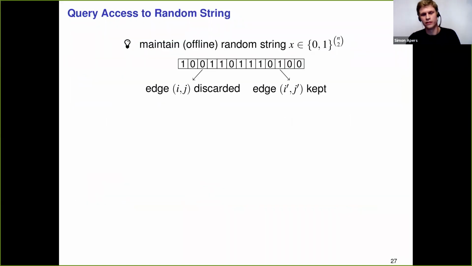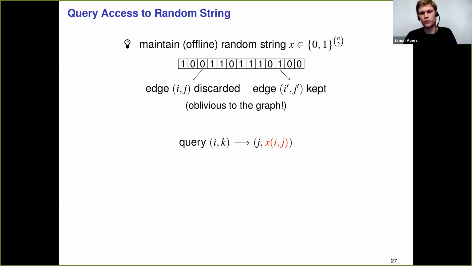The idea here is a kind of straightforward idea, to maintain offline a random string of n choose 2 bits. So this is an offline random string, which you can just generate in advance, oblivious to the graph. So without knowing what the graph is, we just keep this offline random string, which has n choose 2 bits. It's a uniformly random bit string, and it indicates whether a certain edge ij is discarded or whether we keep it. Now note that there's going to be a bunch of edges in there which are not actually present in the graph, but we don't care about that. It's just an oblivious thing that we keep offline, and so we can just generate that.